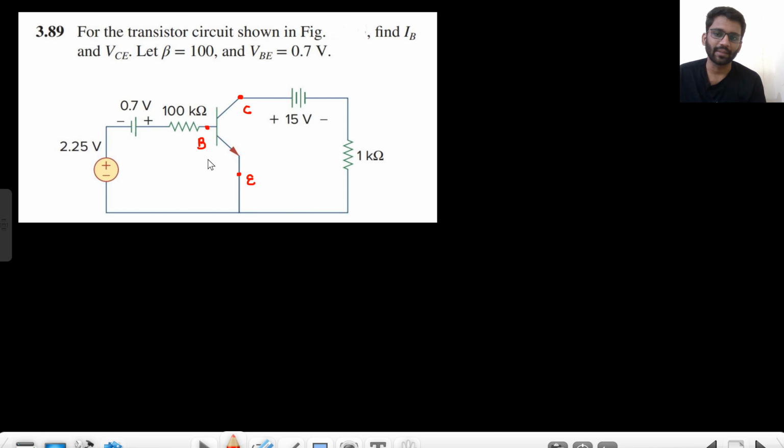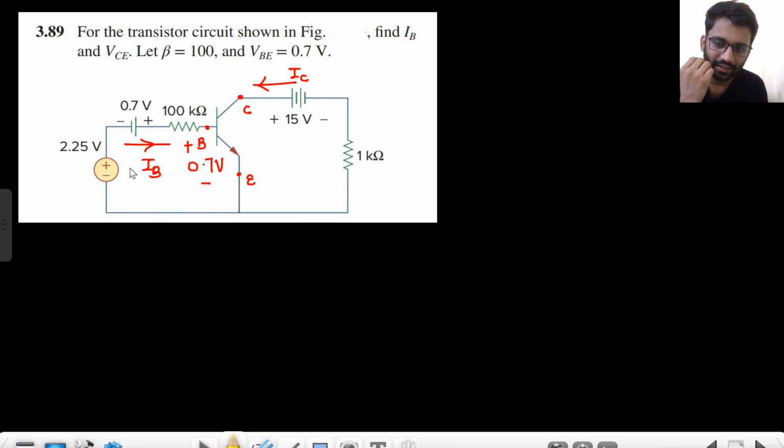So this is base, this is emitter. The potential VB is 0.7 volt. They are saying the potential VB is 0.7 volt. Now this current is known as IB current, and this current is known as collector current, IC current. If you don't know all these things, there is no need to worry. We will understand in analog electronics.